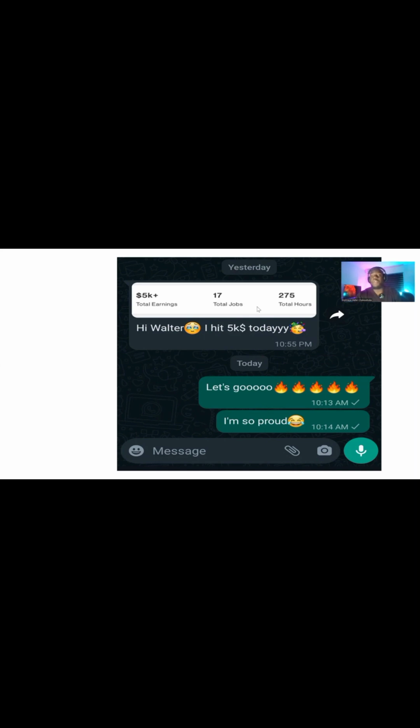$5,000, 17 jobs, 275 hours, right? Imagine, work 275 hours in less than a month, right? And $5,000 times 745, that's 3.7 million naira. If we divide 275 hours by 40 hours a week, that's basically almost 2 months. So basically, in almost 2 months, someone has earned over 3 million naira, right?